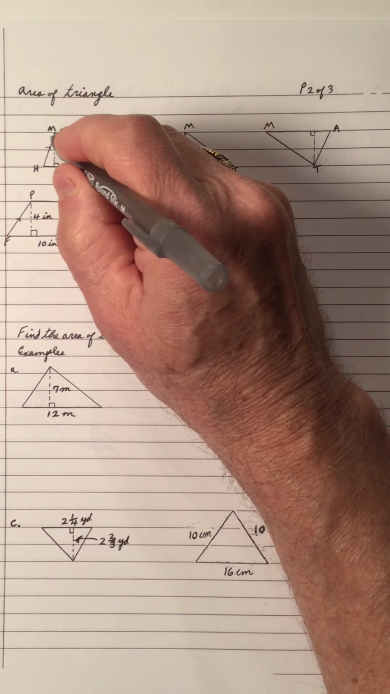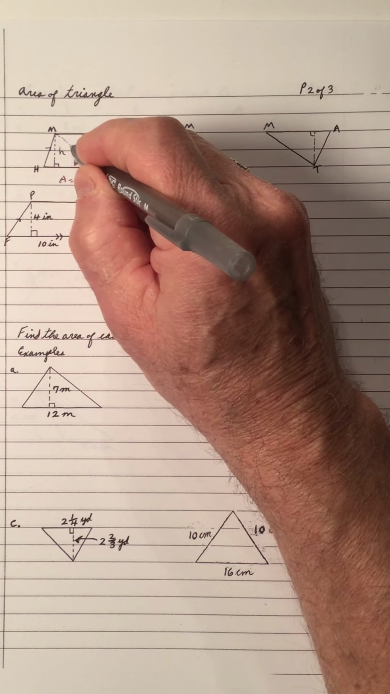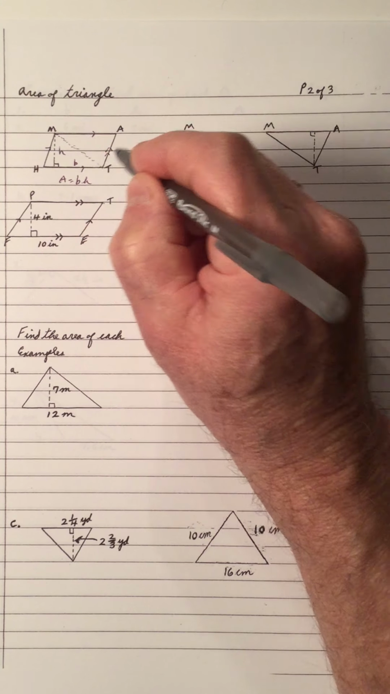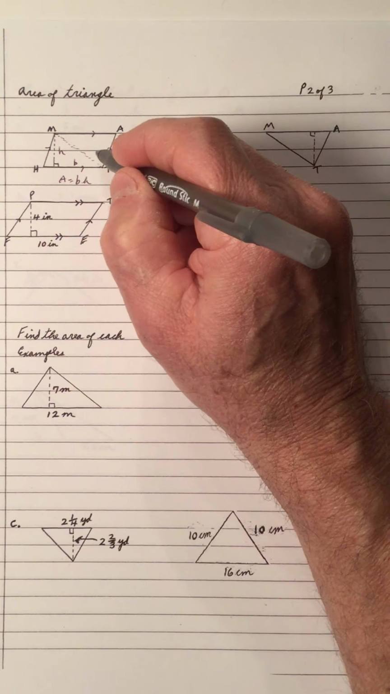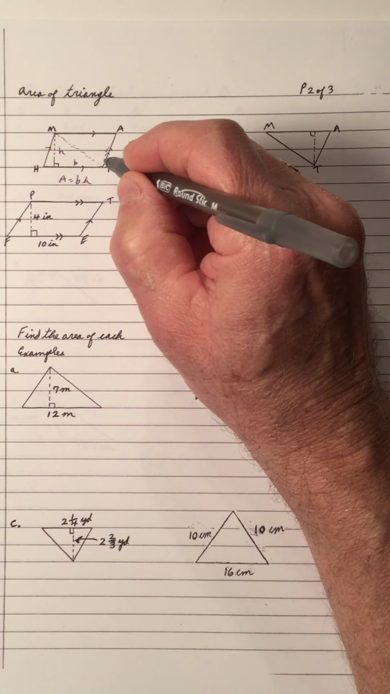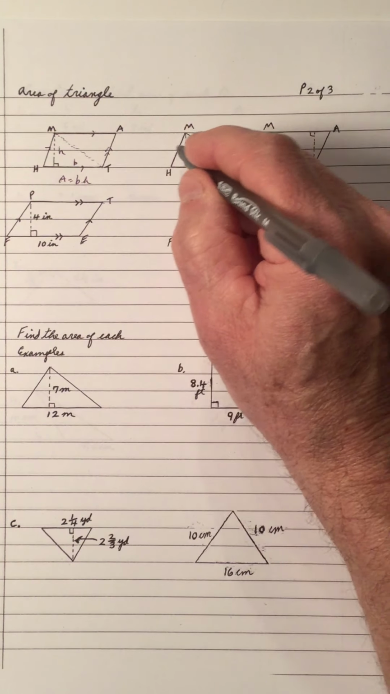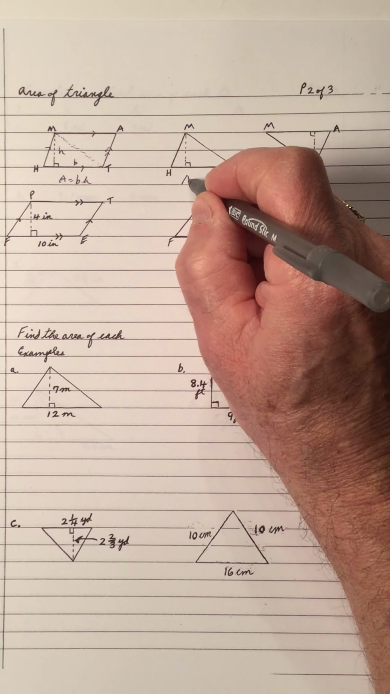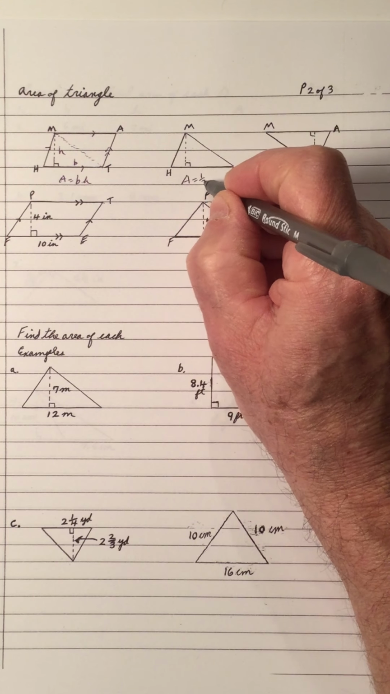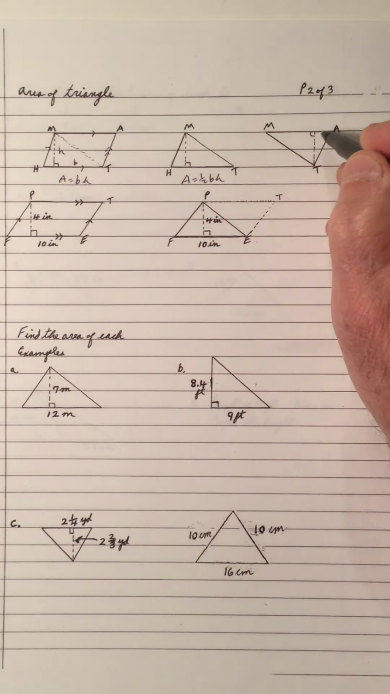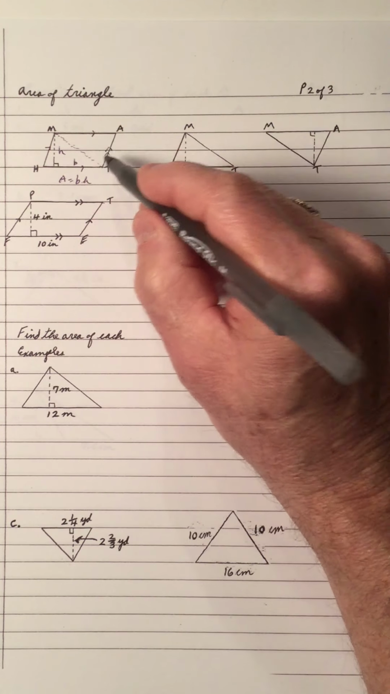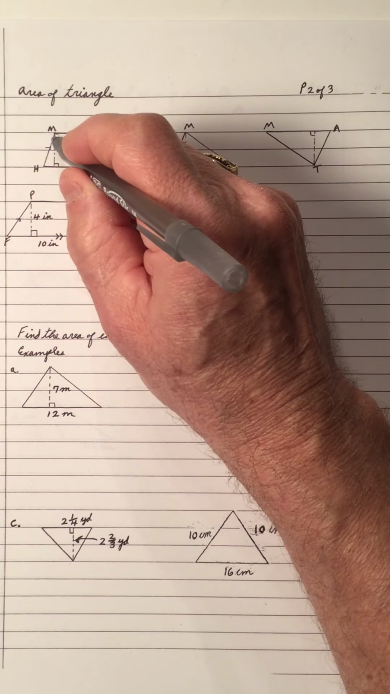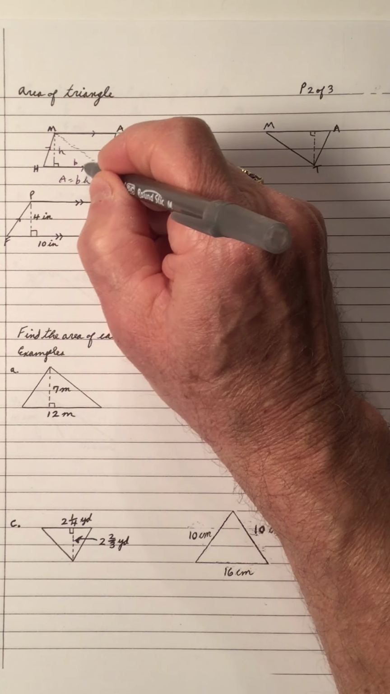What I did, if you take and draw a diagonal from M down to T, that splits the parallelogram into two equal parts. So the MHT forms this triangle. So this triangle is half the area. And the top triangle is MAT, and the altitude is, these two lines are parallel.